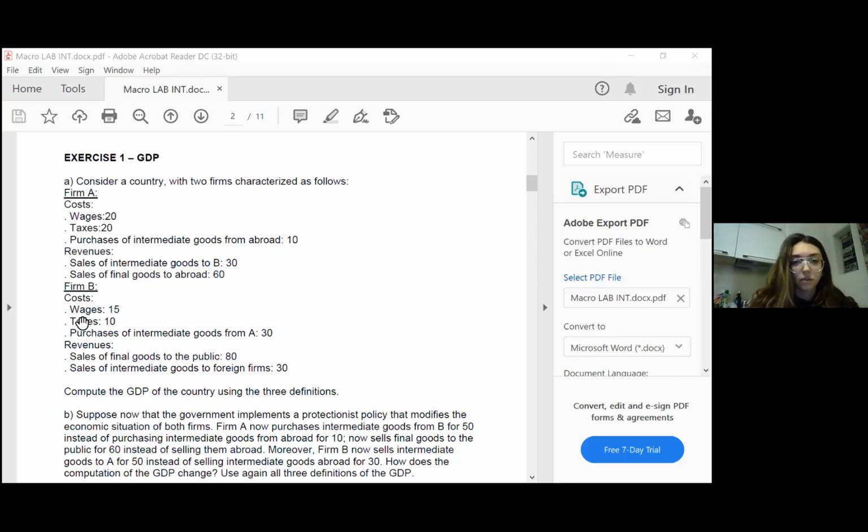There's 50 of wages, 10 of taxes, and 30 of purchases of intermediate goods from A. And in terms of revenues, they have 80 of sales of final goods to the public and 30 of sales of intermediate goods to foreign firms. So first question, compute the GDP of the country using the three definitions. First of all, let's make you guys work a little bit. Can you tell me in the chat if you remember the three definitions of the GDP? Do you guys remember what those three definitions are?